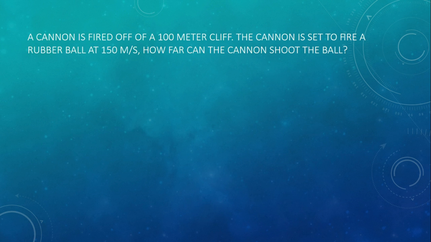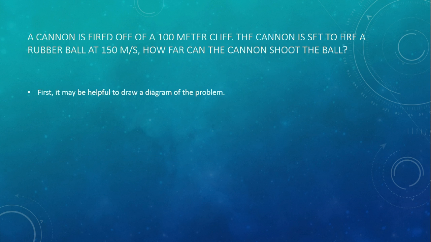So here we have a horizontally released projectile. A cannon is fired off a 100-meter cliff. The cannon is set to fire a rubber ball at 150 meters per second. How far can the cannon shoot the ball?